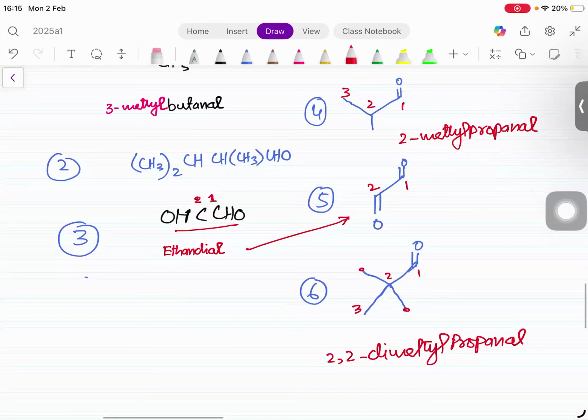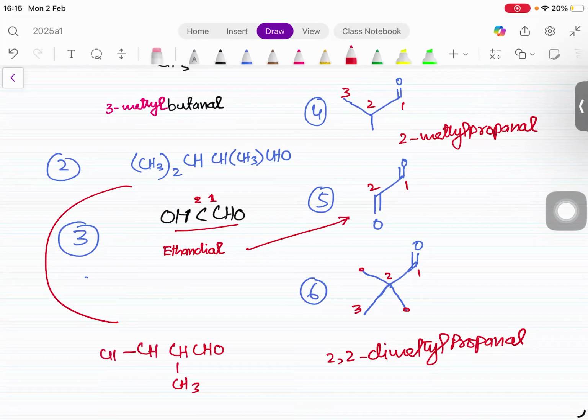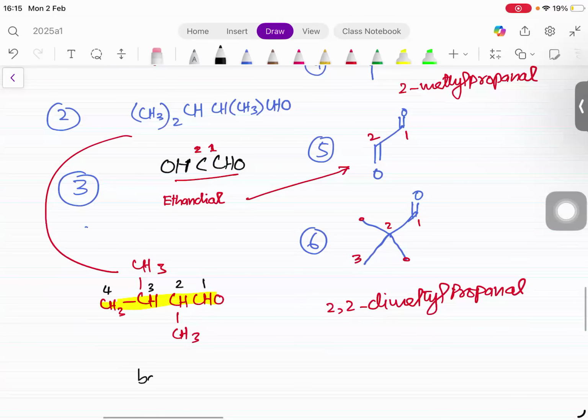Okay, number 2, bacho. What about number 2? 2,3-dimethyl. Okay, if I just elaborate it, it looks like this. There is CH3 on both sides. Now look at this. How many carbons in the chain? 1, 2, 3, 4 carbons. So 4 carbon alkane is what? Butanol. 2,3 dimethyl butanol. Okay? 2,3 dimethyl butanol.